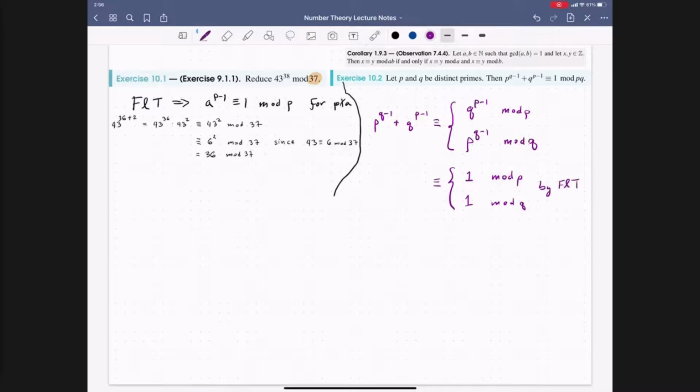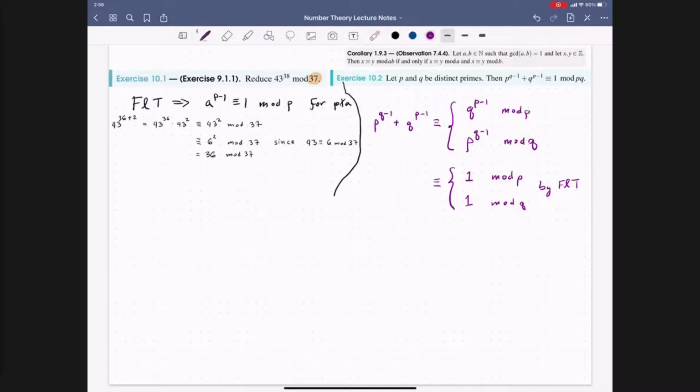But now we use the Chinese remainder theorem, well, specifically the corollary of the Chinese remainder theorem. So what we have is that p to the q minus 1 plus q to the p minus 1, that's what we're taking to be our x. In both cases, we have that that's congruent to 1, and so y is taking the role of 1. And then we're modding out by a, which is p, and then b here is q.